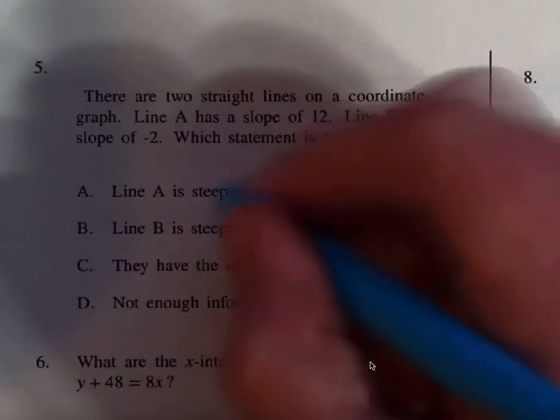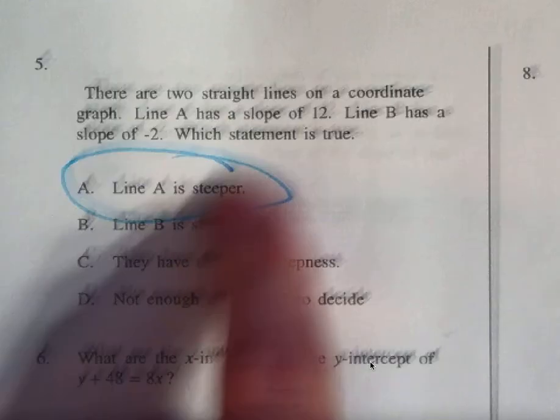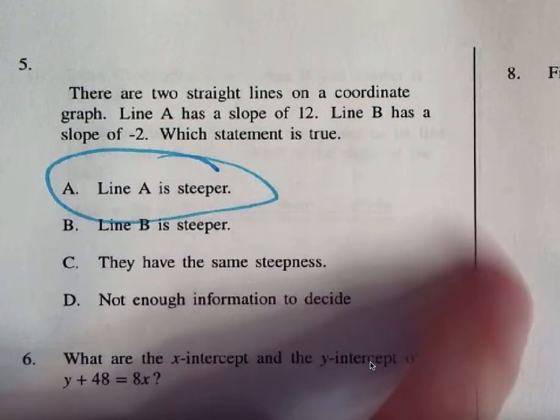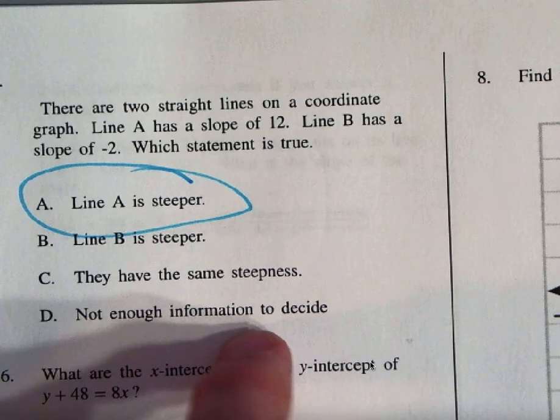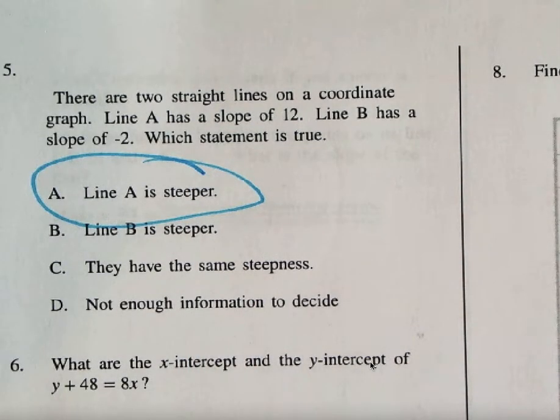So, you know, line A is steeper. It's got a larger number for slope. It's got a larger rise and run. Right? They don't have the same. There is enough information to decide, and B has a slope of -2, so that's not going to work.